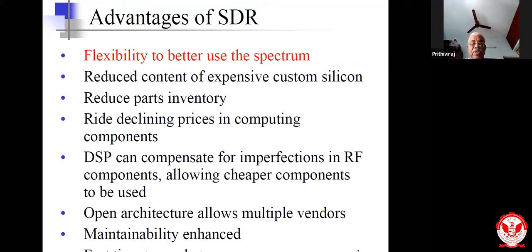The next point is a very general point where we talk about open architecture allowing multiple vendors. And the last point is maintainability enhanced. Okay, that is the last point. Next slide. Next slide.